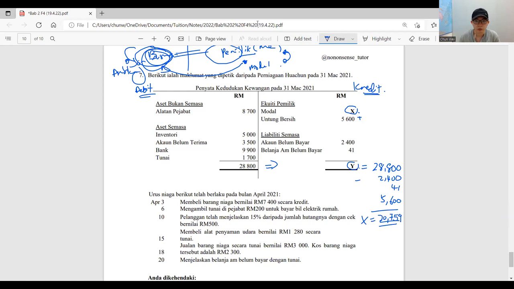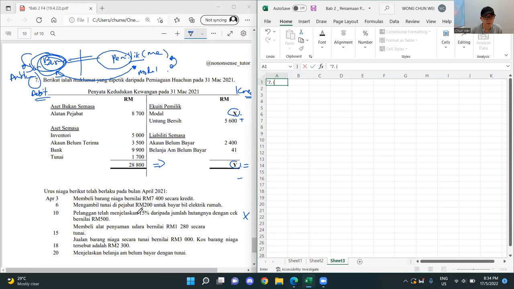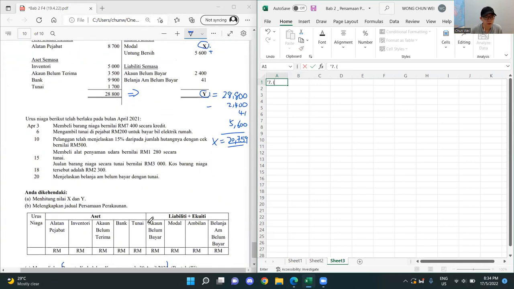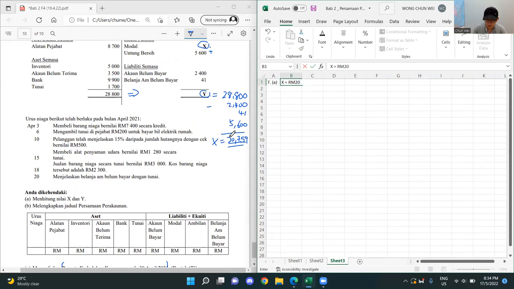Is it? All right. Okay, so this is my sheet. So this is seven, question seven. Okay, 7A. So X is RM 20,759. And Y equals to RM 28,800. Simple, 2 marks. Got it? All right. Then now we go to B.